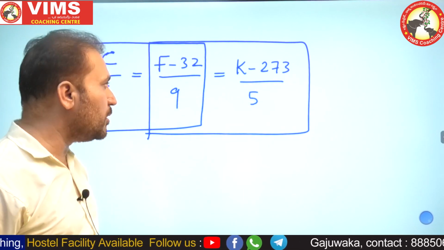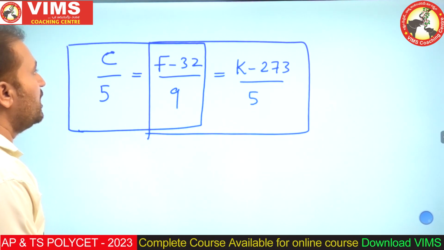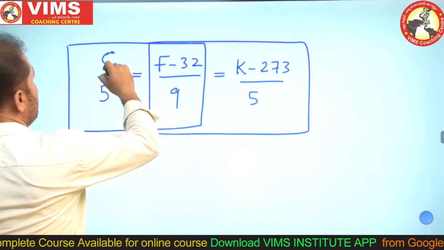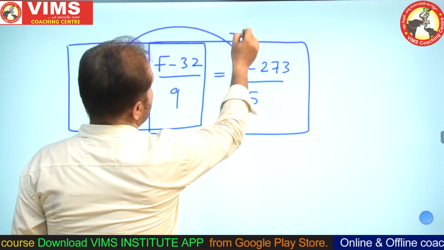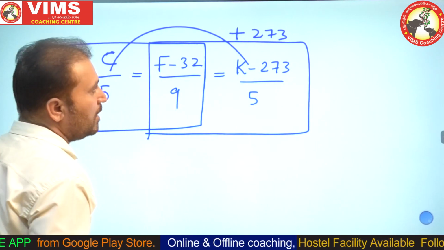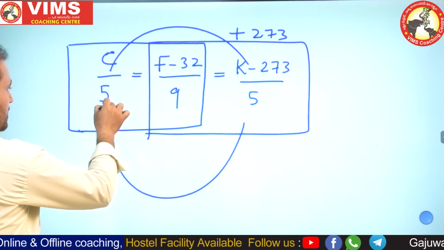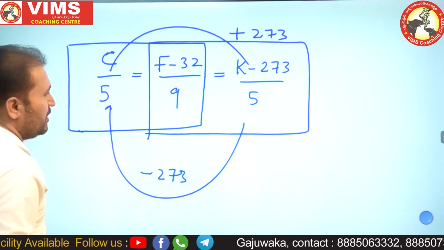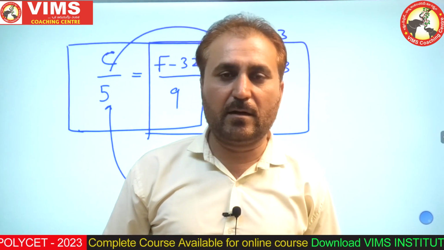And I already told you a small technique to convert Celsius to Kelvin or Kelvin to Celsius. If you want to convert temperature from Celsius to Kelvin, what are you going to do? Plus 273. And if you want to convert temperature from Kelvin to Celsius, you directly do minus 273 without using these formulas. You can do that. So I hope everything is clear related to temperature.